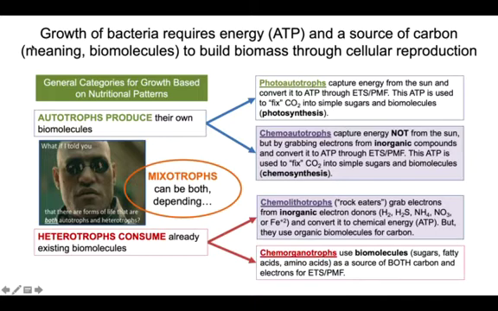All right, finally, the chemoorganotrophs, which many bacteria fall in this group, including you and I, they use molecules such as sugars, fatty acids, amino acids, etc., as a source for both the carbon and the electrons for ATP. Okay, so this is kind of an overview of autotrophs and heterotrophs. Of course, there are some bacteria that can do all four of these. They're known as mixotrophs.